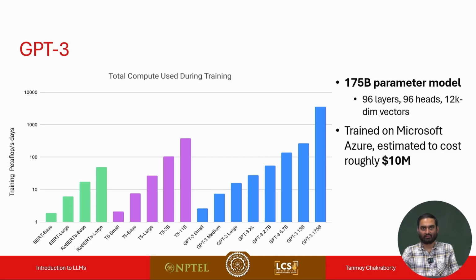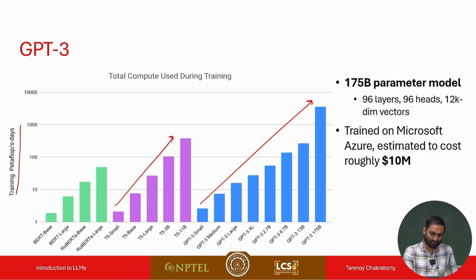Then came GPT-3 in 2020, right? And if you look at the training petaflop per day, it's significantly high. GPT-3 small, medium, large, XL, many versions. GPT-3 2.7 billion, right? And this is T5 statistics, this is BART statistics.